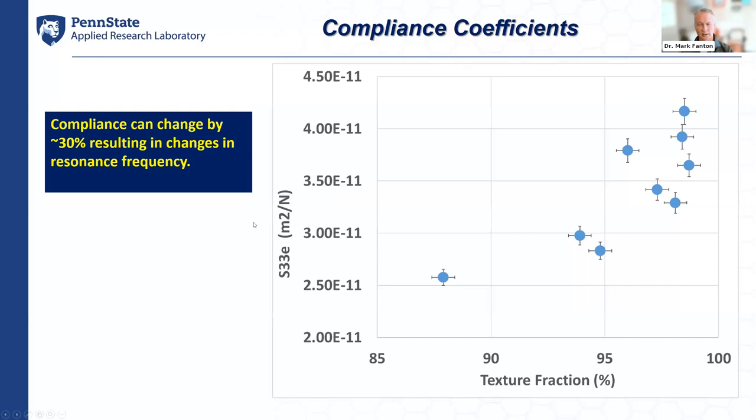Compliance coefficients likewise change with texture fraction. As the material begins to trend more towards something that looks like a single crystal, the compliance coefficients also trend towards more single crystal-like, and the compliance coefficient gets higher. The material gets mechanically softer. This would allow you perhaps to, within a range of texture fractions, tune the stiffness of the material in addition to some of the other coefficients, if you're trying to achieve, say, a particular resonant frequency within a given package size.